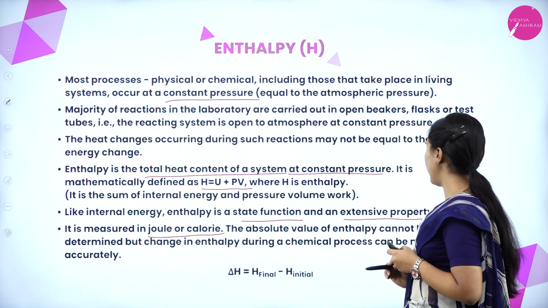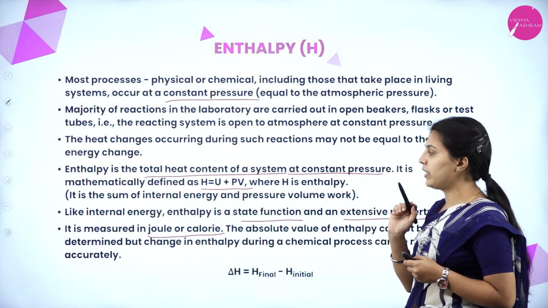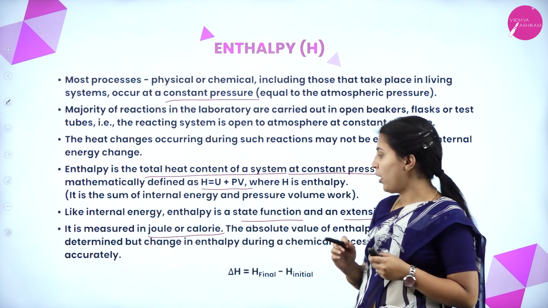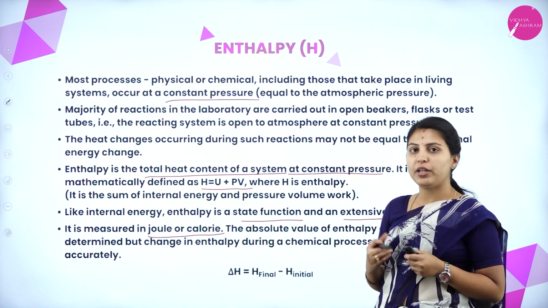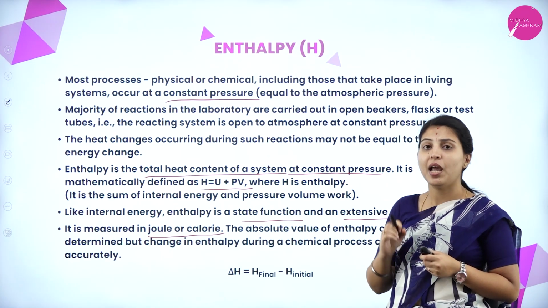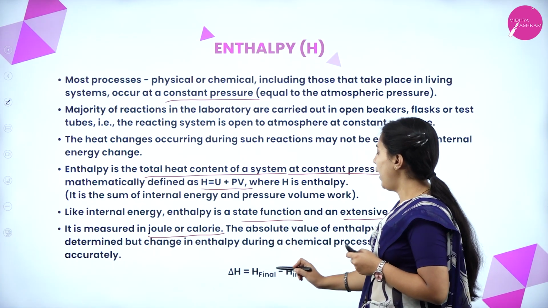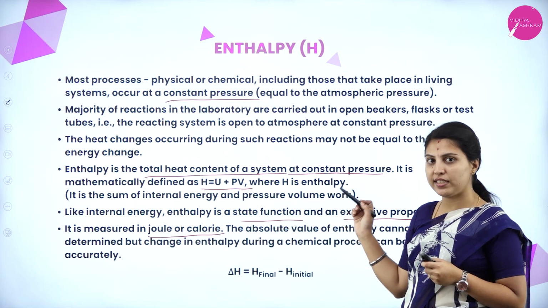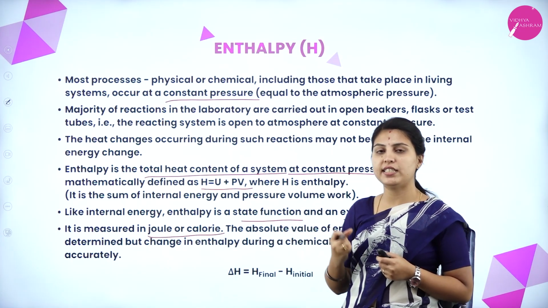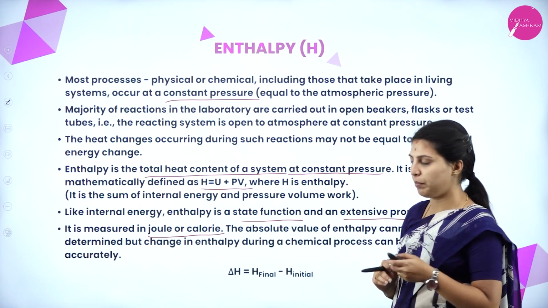The absolute value of enthalpy cannot be determined, but the change in enthalpy during a chemical process can be measured accurately. We cannot definitely give a finite value for enthalpy, but the change in enthalpy during a process can be determined accurately. Delta H equals H final minus H initial. Because it is a state function, you can see the two states, the initial stage and the final stage. It is not path dependent, it depends on the final and initial stages.